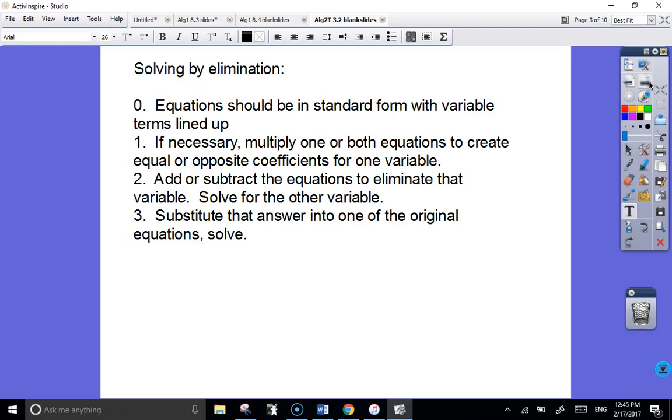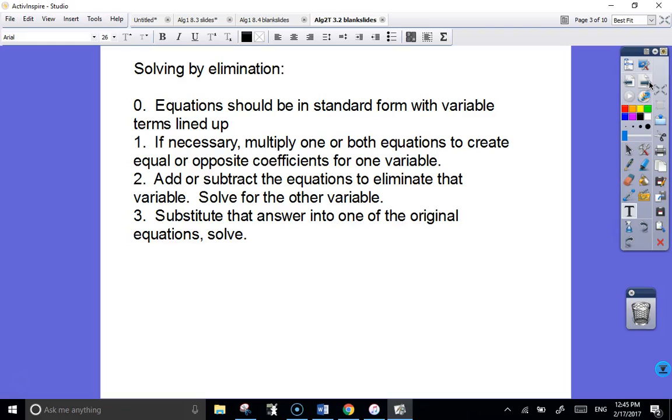I call the first the zero step. Usually when you do elimination, you make sure that the equations are in standard form with the ax plus by equals c, variable terms lined up. You could honestly add equations in any form, anytime you want. It doesn't really have to be that way. But if you want to get the variables to cancel, it's at least visually easier if you just got everything lined up.